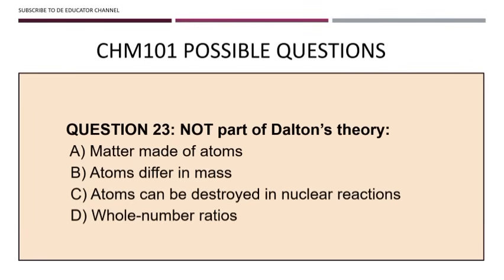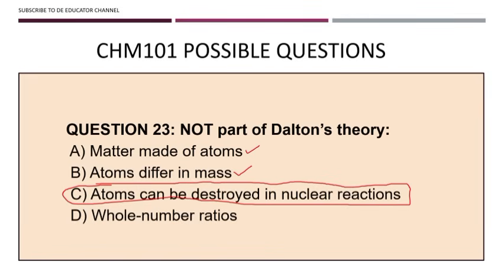So let's move on. Which of the following is not part of Dalton's theory? Matter made up of atoms. Atoms differ in mass. Atoms can be destroyed in nuclear reaction. No, this is not part, so the correct answer is C. Remember, it was this modification that disproved it, and this is basically radioactivity.